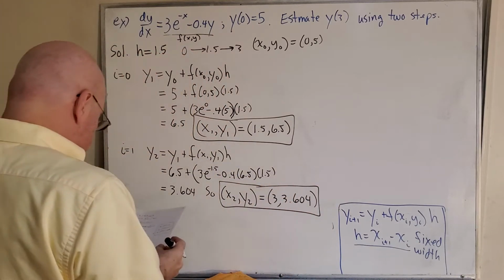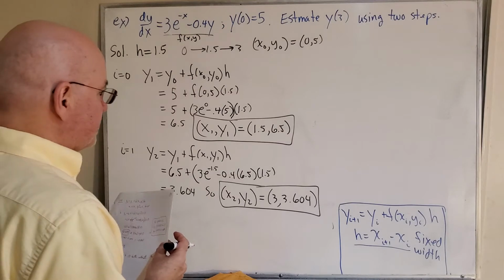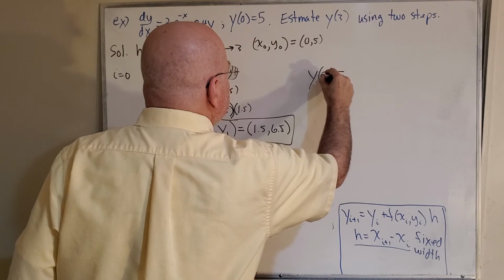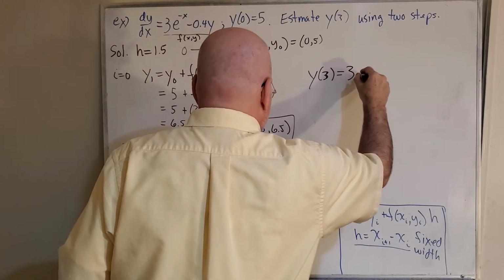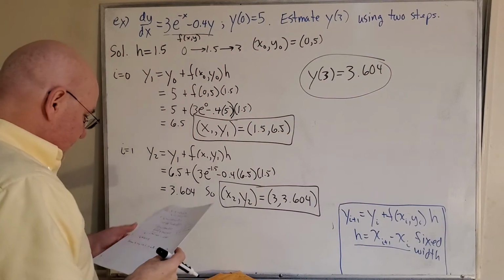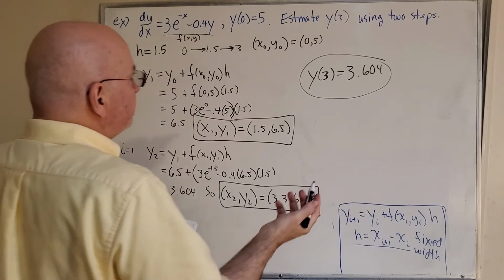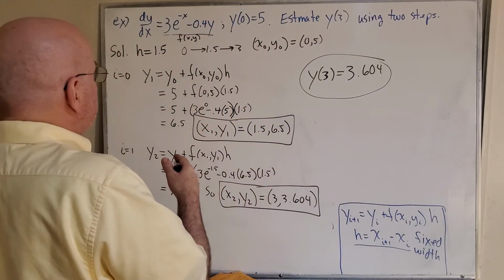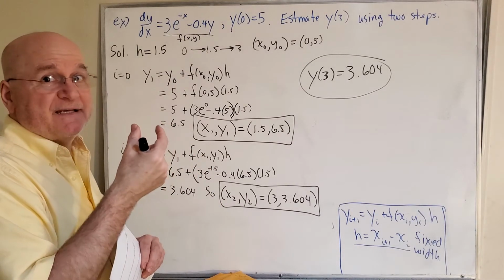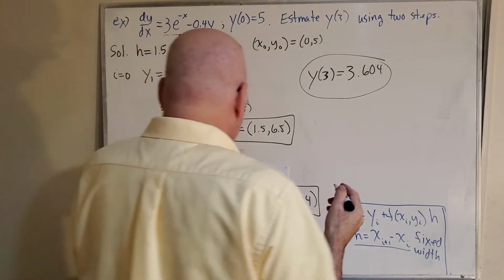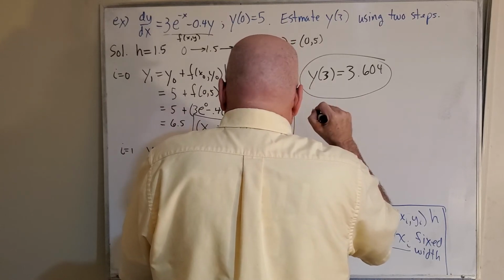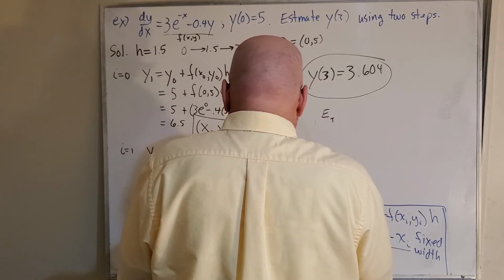I circled that, but really the estimate we're looking for is y of 3 equals 3.604. And as you might guess, that's not a very good estimate. It's not terrible, but the reason it's not great is we only did 2 time steps, and 1.5 for a time step is a long ways. So we used too long of a time step. The actual number is what?